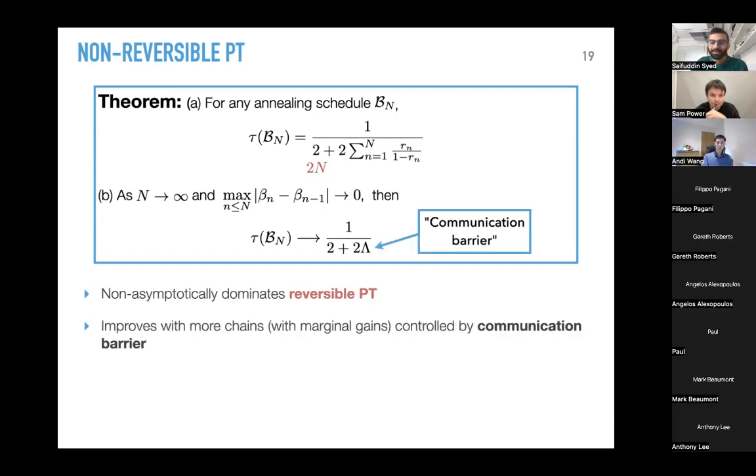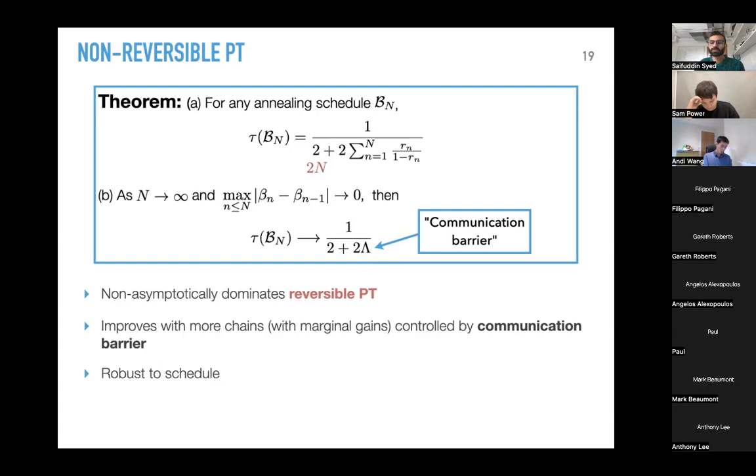And in particular, you end up getting these marginal gains, but you do start to see that non-reversible PT dominates non-asymptotically reversible PT in every situation. But also, as you start to add more chains, the performance is fully characterized by this communication barrier lambda, which we're going to discuss a bit more in a second.